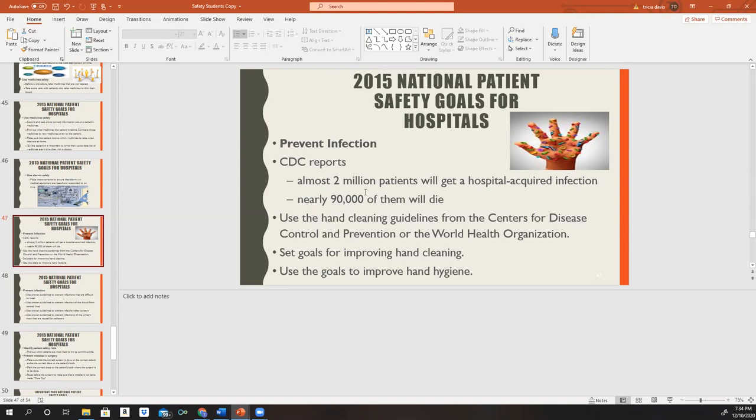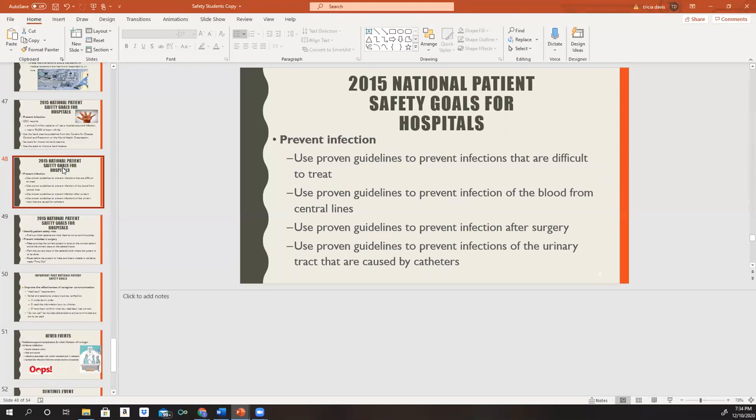So you want to use the hand cleaning guidelines from the Centers for Disease Control and Prevention or the World Health Organization. You want to set goals for improving hand cleaning and hand hygiene. We talked about that before with the little secret shoppers that run around, and they calculate who did it and who didn't, and then you get a percentage sent to your unit. And if you get a good percentage, you get food. Everybody in the hospital gets fed food when they do something good.